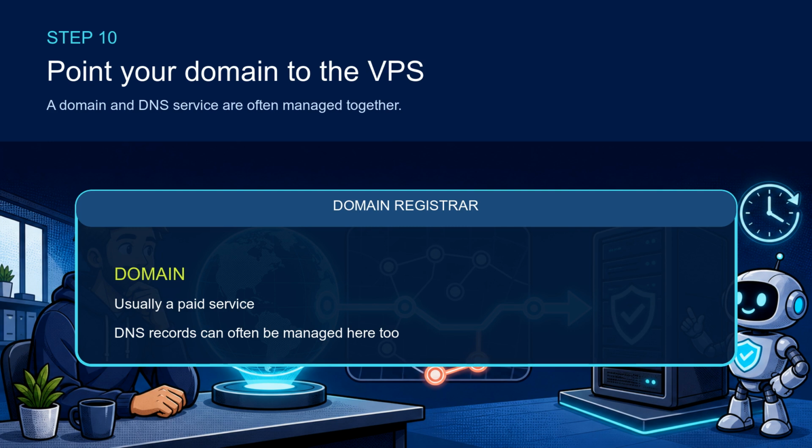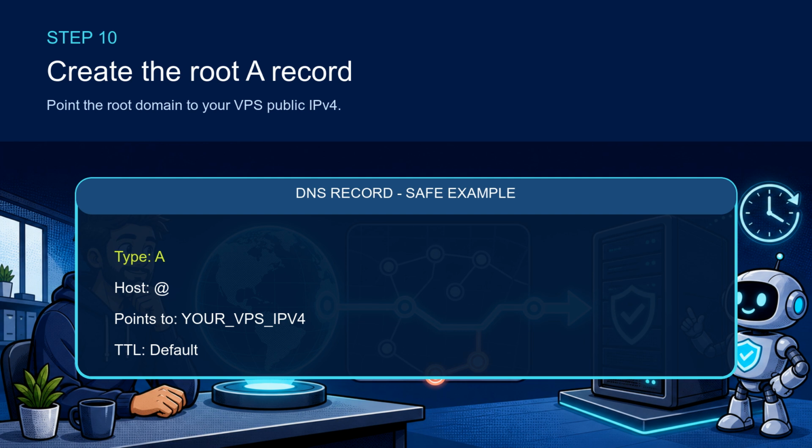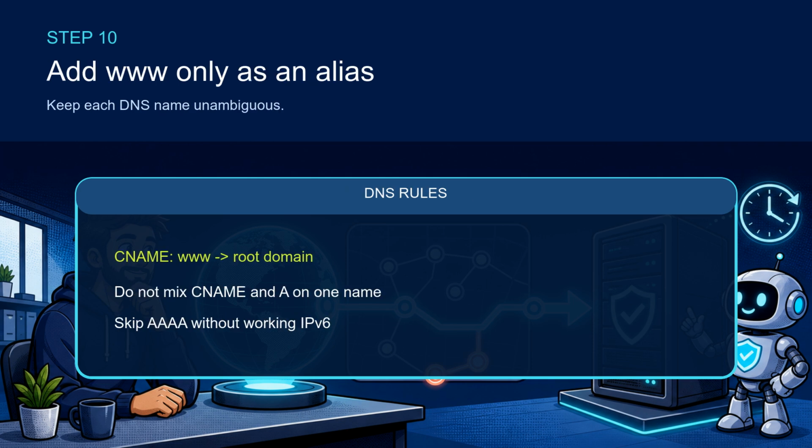A domain is usually a paid service. You can often buy it and manage its DNS records through the same domain registrar. Create an A record for the root domain and point it to your VPS public IPv4 address. If you want www, create a CNAME alias that points to the root domain. Do not create a CNAME on the same name as an A record.